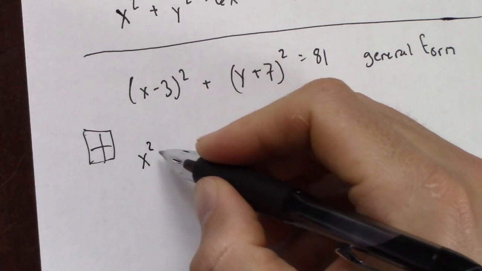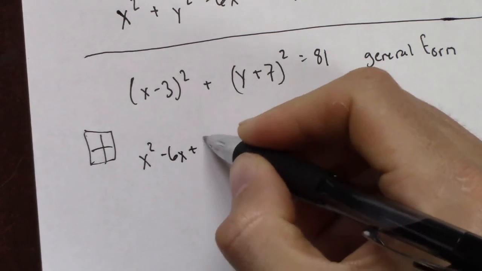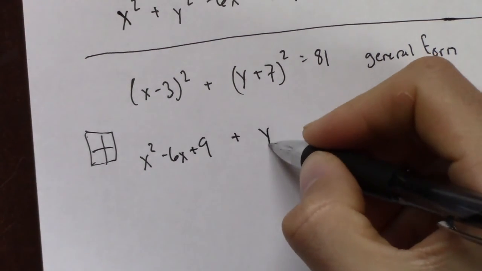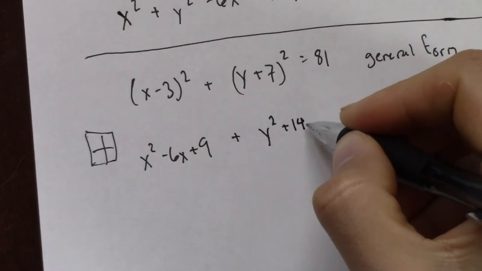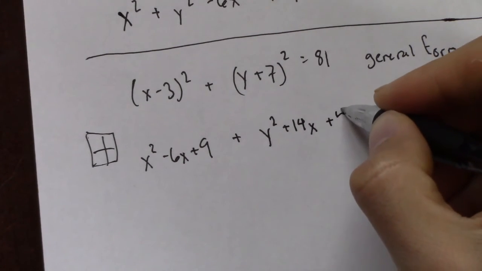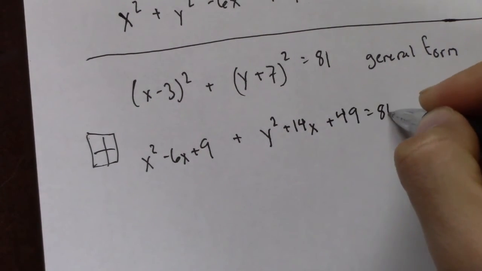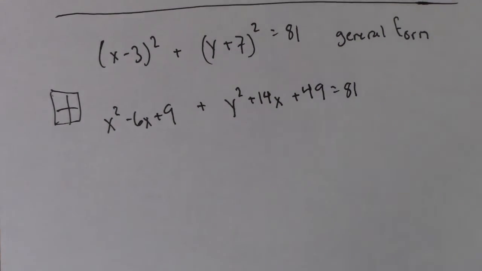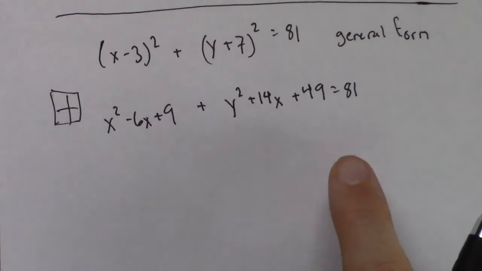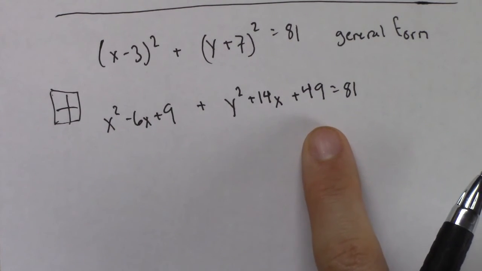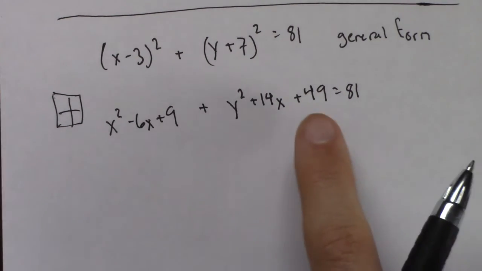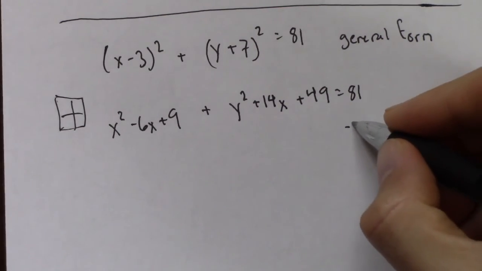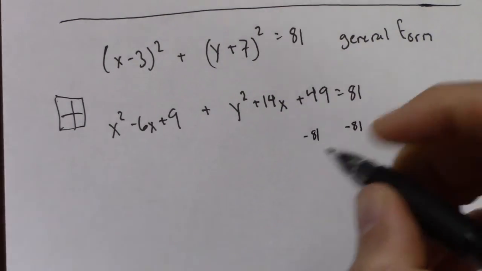I have x squared minus 6x plus 9. I also have y squared plus 14y plus 49 is equal to 81. Technically, for general form, two things need to happen. I need to combine like terms, and I'm going to group all my numbers onto this one spot. So I'm going to combine the 9 and the 49. I'm also going to subtract the 81 to the other side.